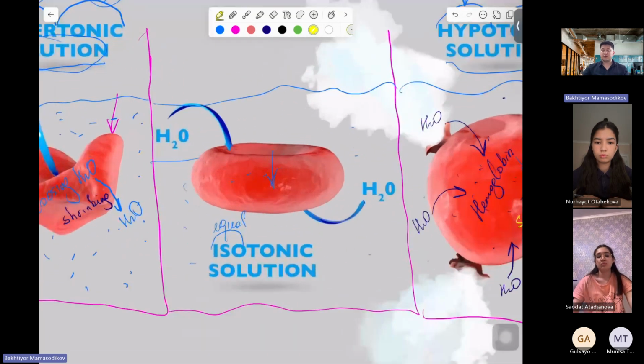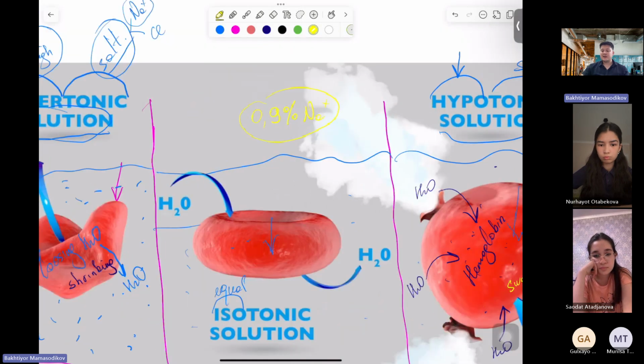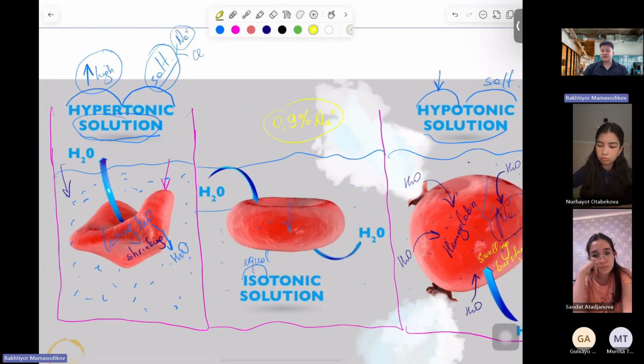In the isotonic solution, this is the solution which contains 0.9% of sodium. That means in the hypertonic solution, we have more than 0.9% of sodium. In the other solution, they have sodium which is less than 0.9%. This is how we differentiate. The 0.9 is the standard, okay?